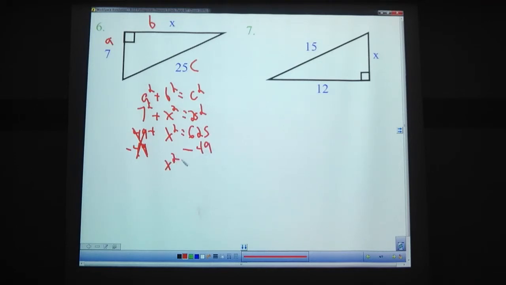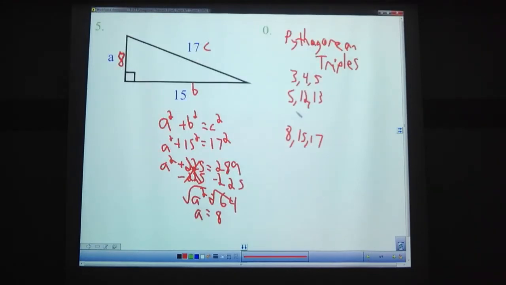So x squared equals, that ends up being 576. Take the square root of each side. If at any point while I'm going over a problem, you suddenly realize that you do know how to do that problem, pause the video and finish it on your own, because that gives you a great chance to learn it better than you would if I just do it for you. Do the square roots, x equals square root of 576, which is 24. And that's that. In fact, that is our third Pythagorean triple, 7, 24, 25.